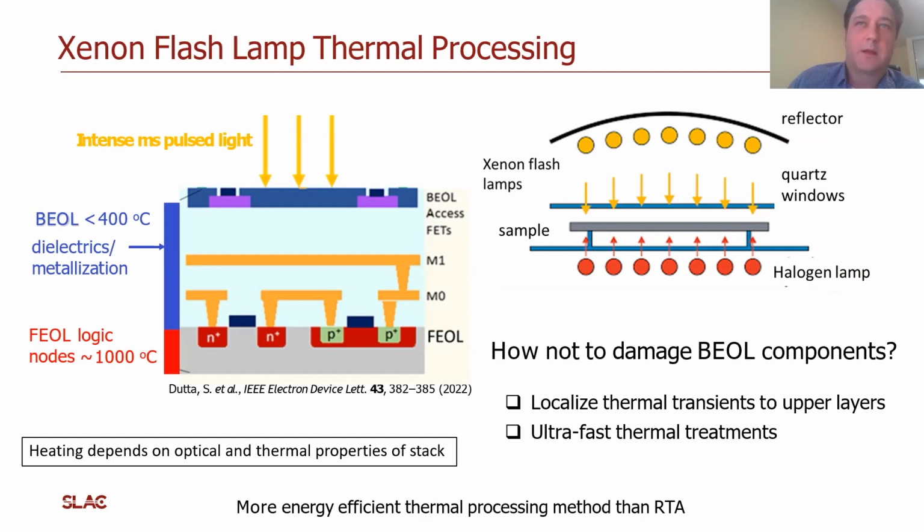A schematic of a xenon flash lamp tool is given on the upper right, which shows xenon flash lamps, a back reflector, quartz window, sample stage, and halogen lamps for preheating. In addition to these potential benefits, flash lamp annealing is also a more energy efficient thermal processing method than rapid thermal annealing.